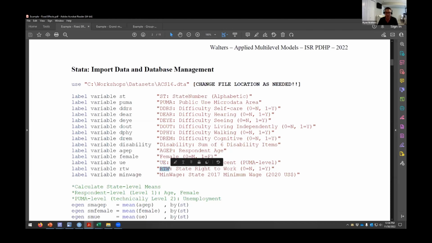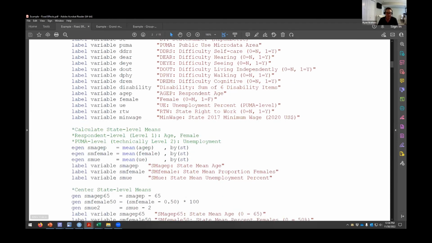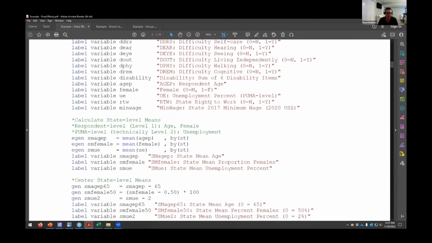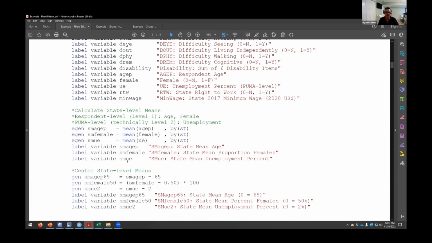We're also going to talk about right to work. So binary, that's a state level thing. The first thing we want to do is create state level means. So in Stata, we're going to ask for mean age by state, mean proportion of females by state, so that variable is going to be created for you, and then mean unemployment by state.